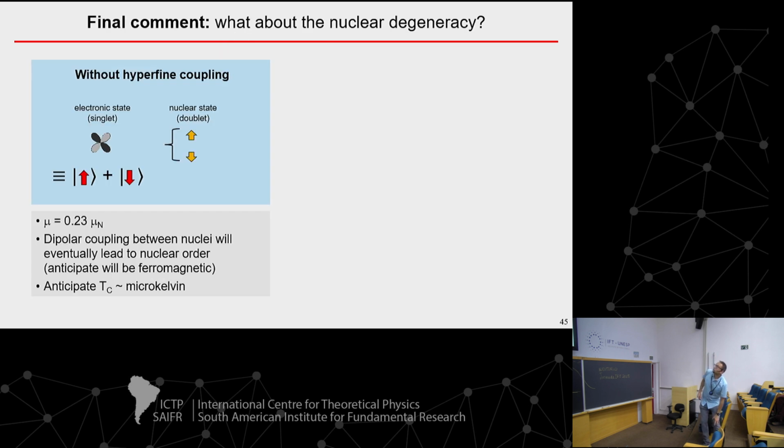All right. So as a final comment, we might ask, what about the nuclear degeneracy? Without hyperfine coupling, we had an electronic singlet in the ordered state, quadrupole up. That quadrupole up, I can write as just a linear combination of dipole up and down on each site. So it's a non-magnetic electronic singlet. And I've got the degeneracy of the nuclear moment up-down on every site. That nuclear moment has a value of about 0.23 nuclear magnetons. There is dipolar coupling between these. It will order, but nuclear order without some help happens at a microkelvin or less.